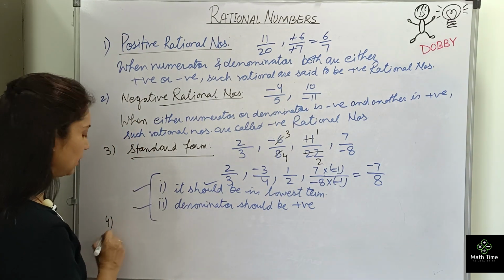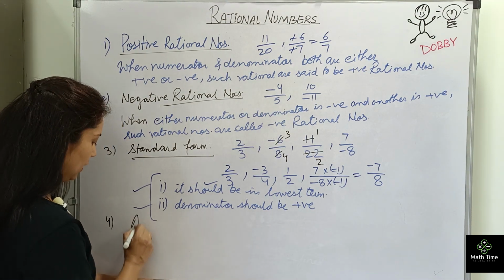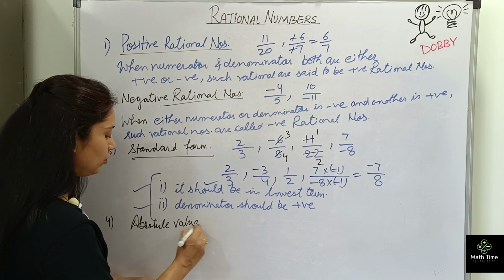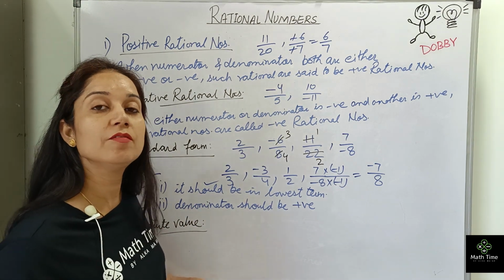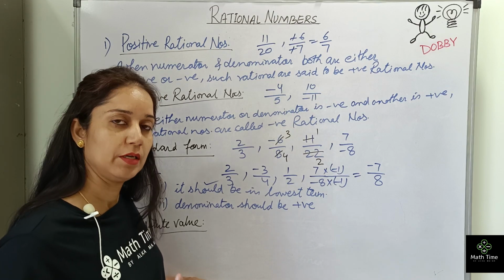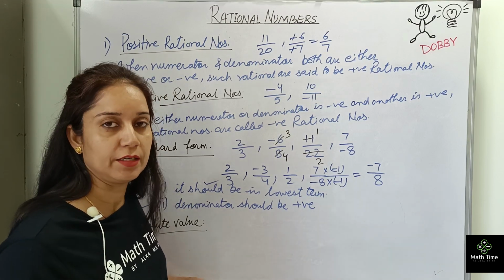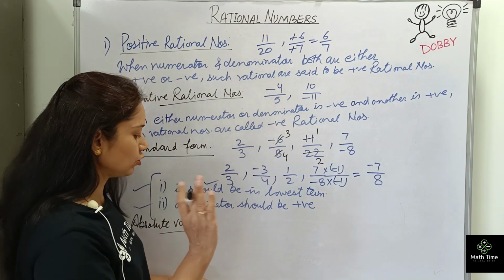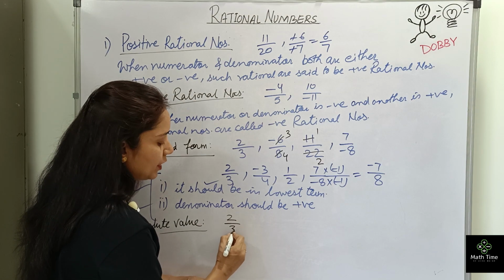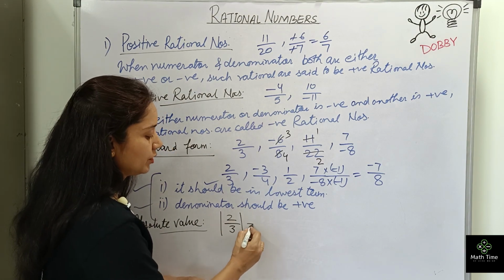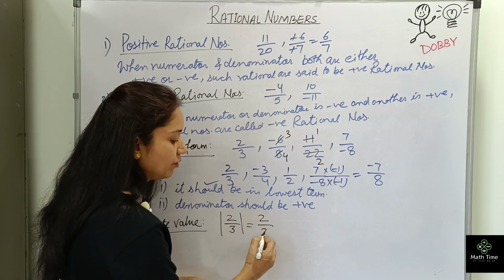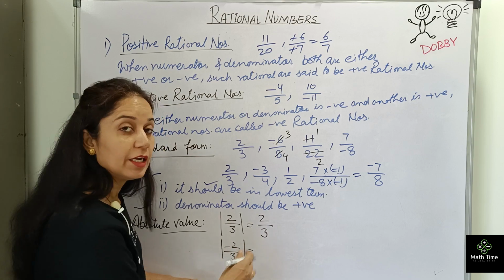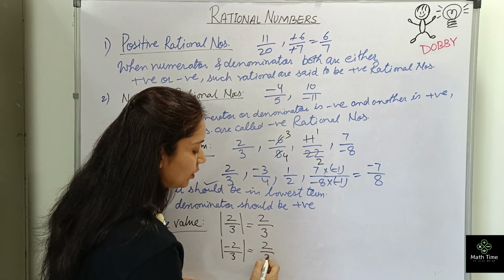Now our next term is absolute value. Let us check out. What is absolute value? Absolute value is the numerical value of a rational number. Numerical means number. Only the number without sign. Only the numerical value of a rational number. Negative sign is not needed in it. How? If 2/3 is a rational number, put the absolute sign. Positive rational number will remain positive only. If it is negative, -2/3, put the absolute sign.